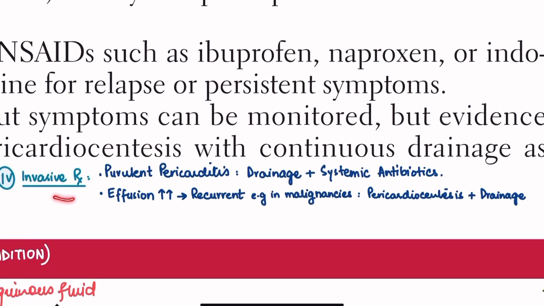Lastly, we have an invasive treatment, and we usually do the invasive treatments in cases where the other treatments fail. If there's purulent pericarditis, we will drain the pericardium and we will give them systemic antibiotics, but drainage is very important in these cases. Other than that, if there is so much effusion that we cannot treat it with other drugs and there's recurrence again and again, for example in malignancies, we can do pericardiocentesis and then drainage.